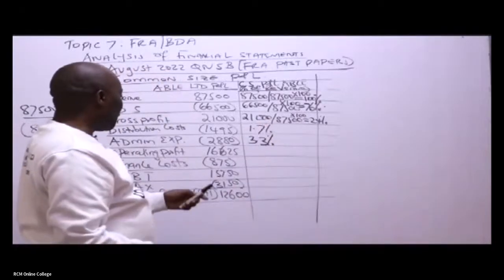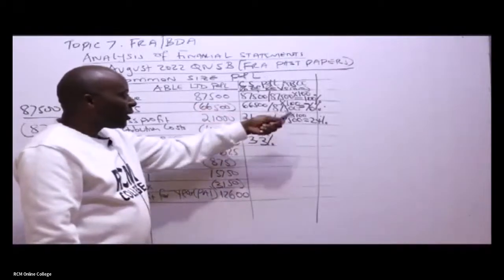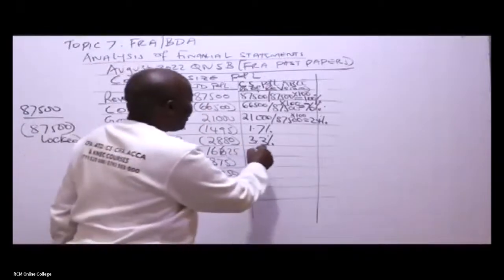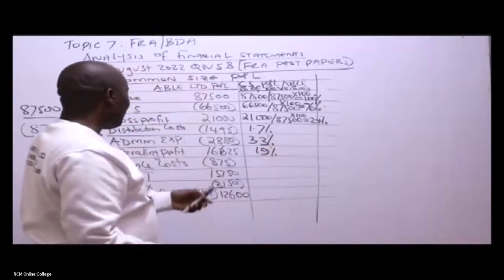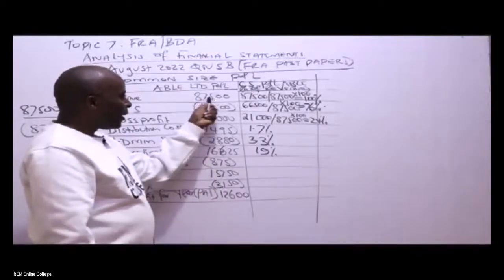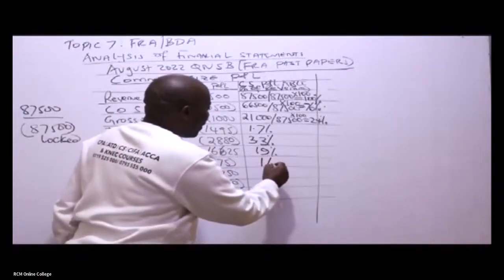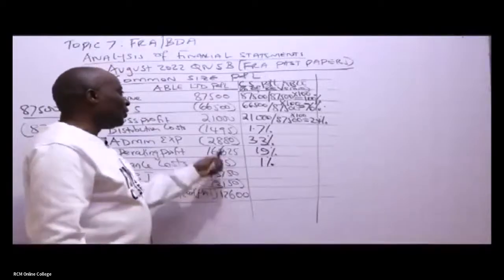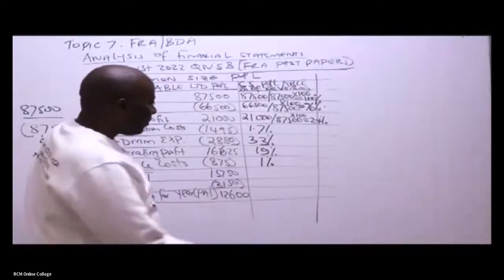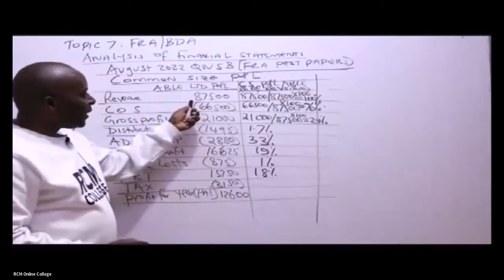And then we go straight away to operating profit, where you take this figure divided by 87,500. Just take everything divided by everything. So we have here 19%. Then we have a finance cost, 875, divided by the base, the common size, which is 1%. Then we have 15,750 divided by the base, giving me 18%. And then we have 3150 divided by 87,500.